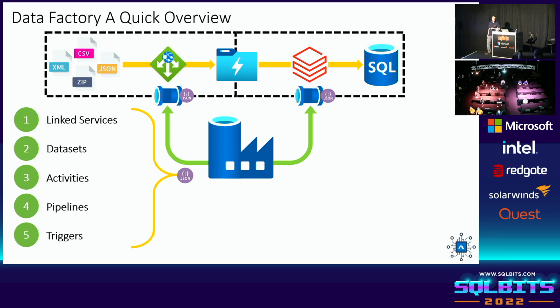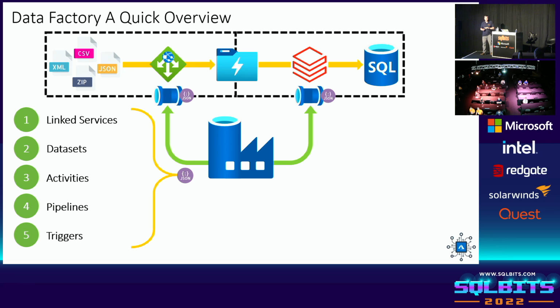We can add many activities, up to 40 activities is the current limit for the pipelines. Then lastly, number 5, we have our triggers. So the way in which we are going to tell the pipeline to run, to execute. These triggers come in a few different flavors.